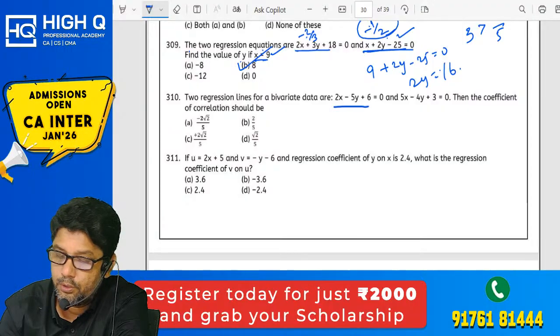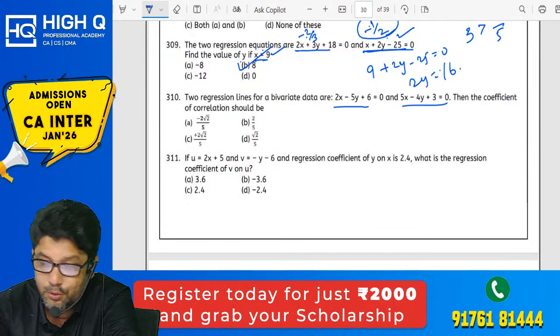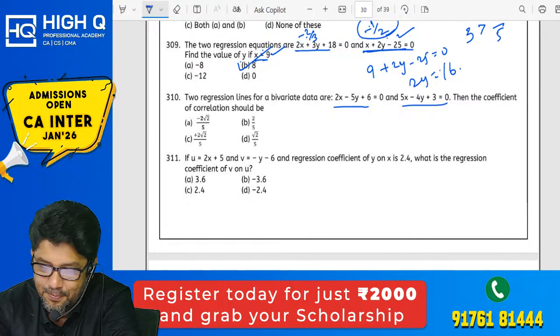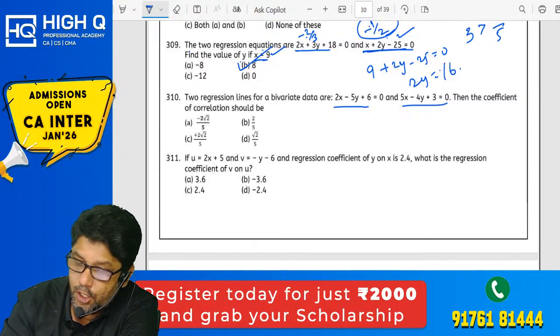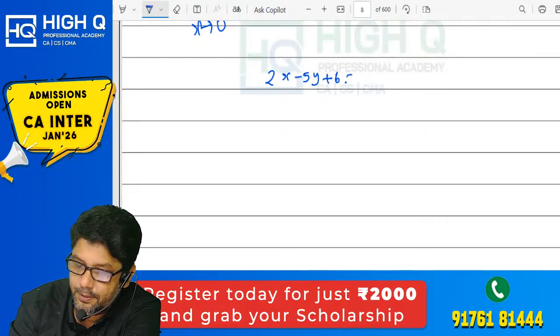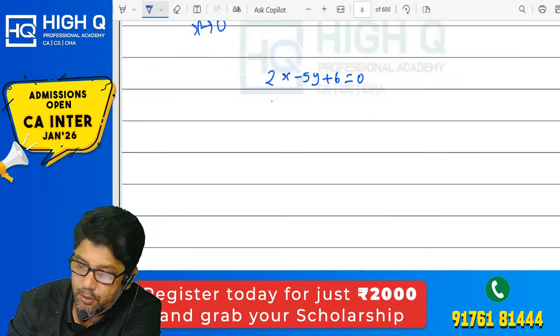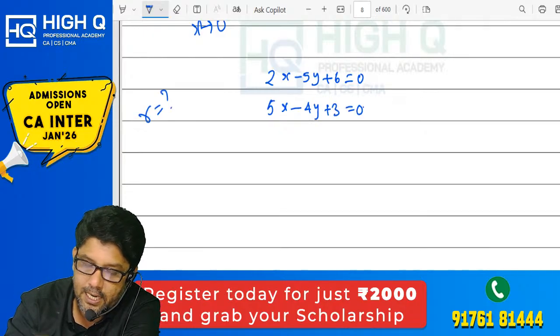I want to do this question very slowly, because it is a very important type of question. Are you ready? Let me do it a little slowly. Two equations are given. 2x minus 5y plus 6 is equal to 0. Second one, 5x minus 4y plus 3 is equal to 0. They ask you to find out what is r.